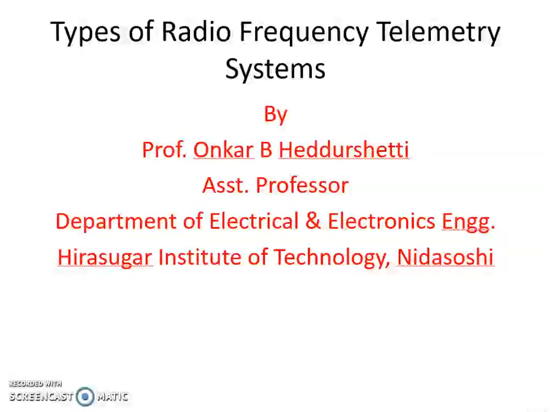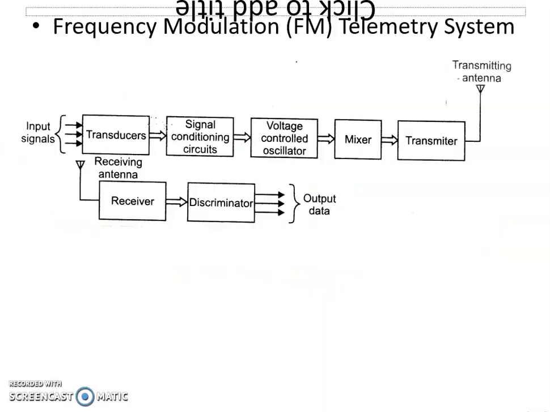Now let us discuss types of radio frequency telemetry systems. So let us see first the frequency modulation telemetry system, that is the FM telemetry system. Frequency modulation is one of the earliest techniques for mixing the data channels in a telemetry system, and it is still in use for some telemetry systems.